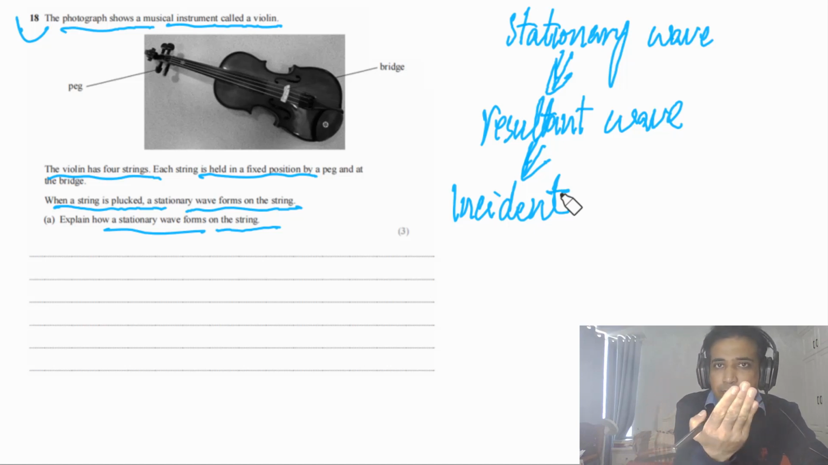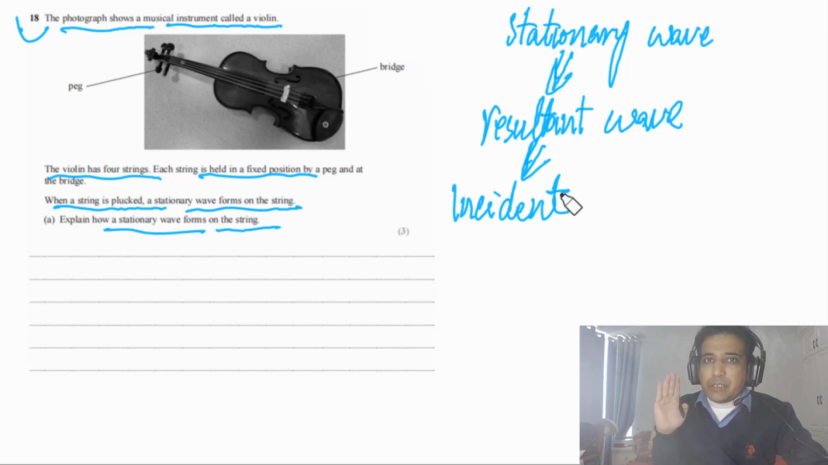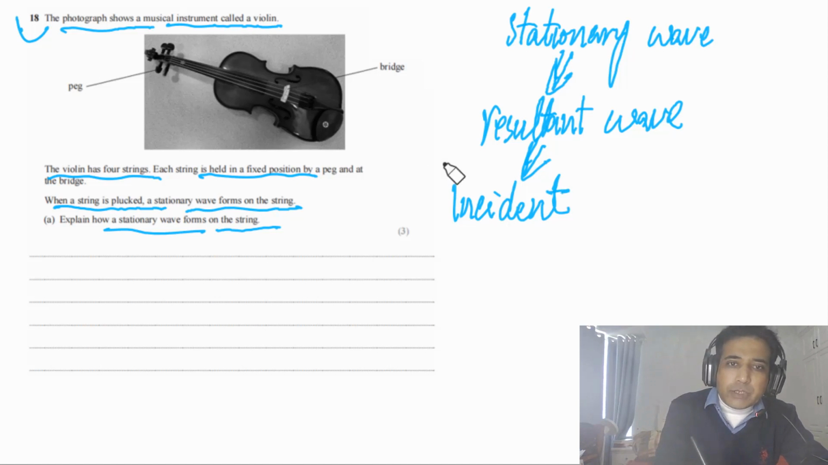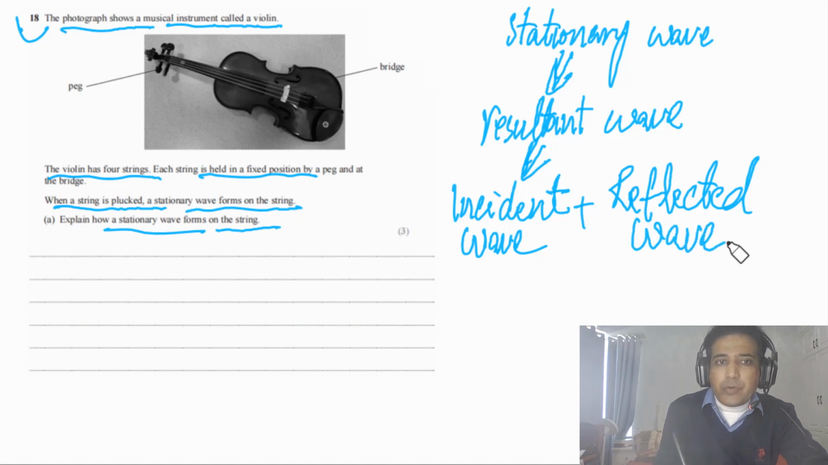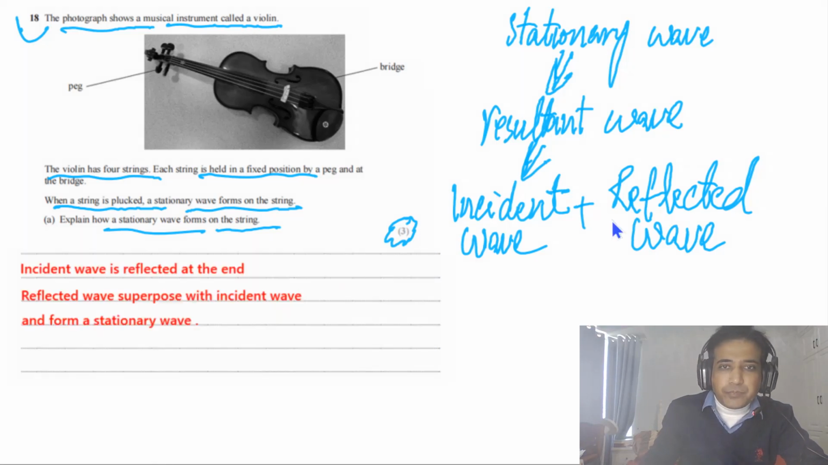At the end, it will reflect back. And when the incident and reflected waves meet, they will form a stationary wave. So we can say that when the incident wave is superposed with the reflected wave, a stationary wave will form. And this question has 3 marks, so we can mention these points in our answer.